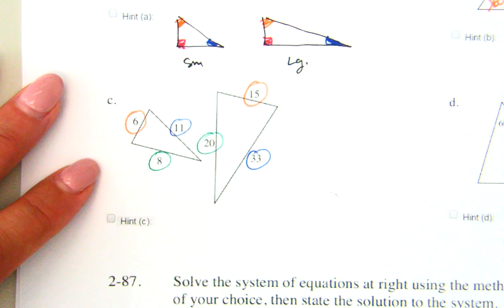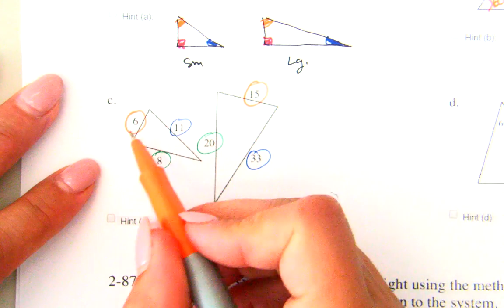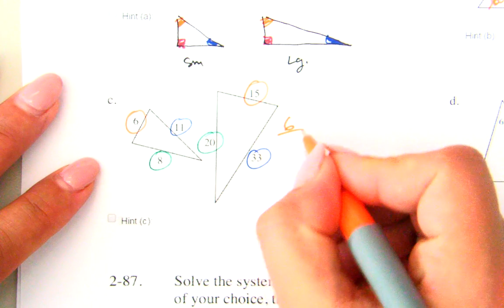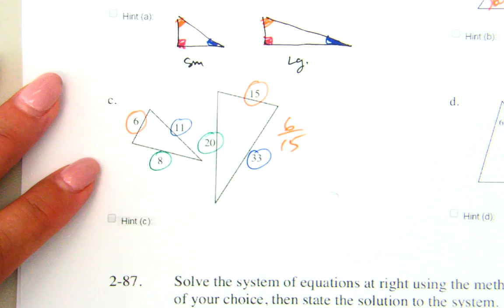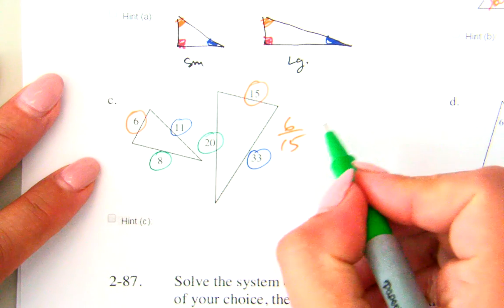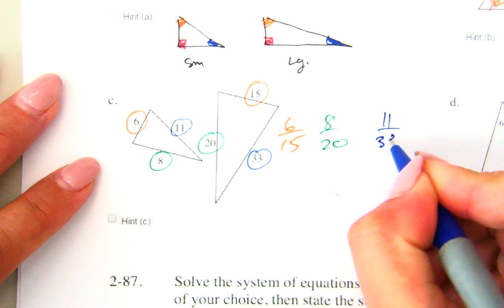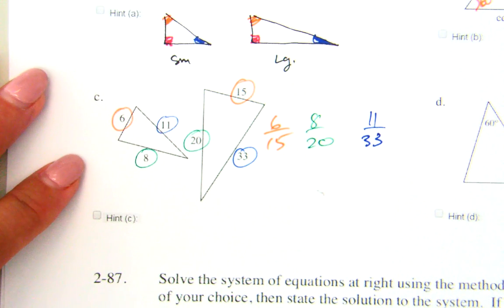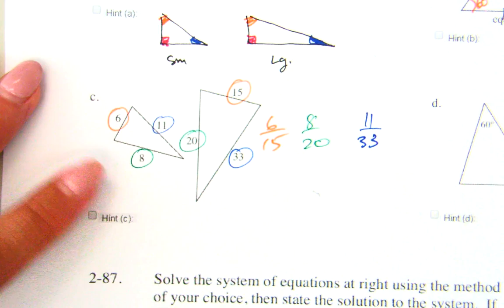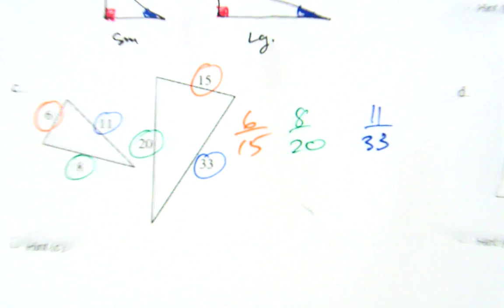So we're going to put those as a ratio. 6 over 15, let's see, 8 over 20, and 11 over 33. Okay, so for starters, you're looking at this, and I'm thinking to myself, this just looks bizarre, but I'm pretty sure we can simplify it.